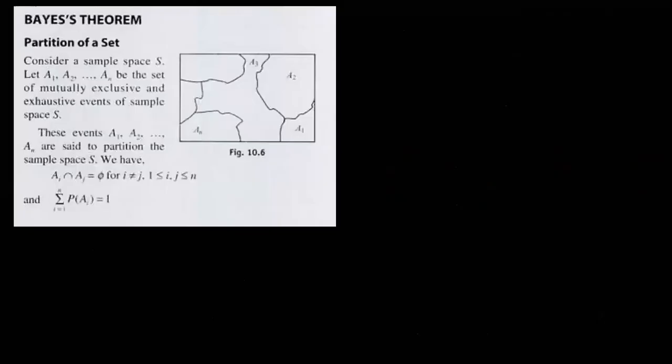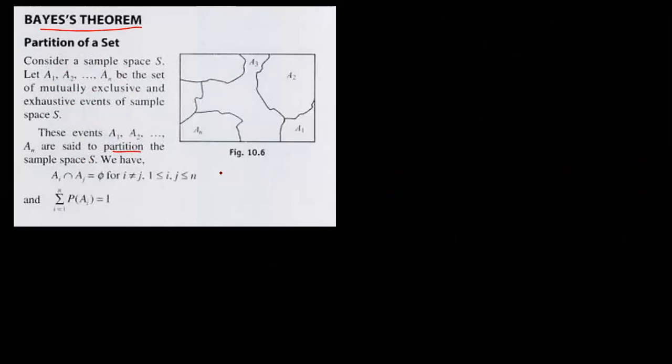Now see, Bayes theorem, dear student, this is very important. Carefully. Bayes theorem. So once again I'm giving. What is the partition of a set? We already discussed this one. Consider the sample space S. Mutually exhaustive and exclusive events of sample space S are called partitions A1, A2 and so on up to AN.